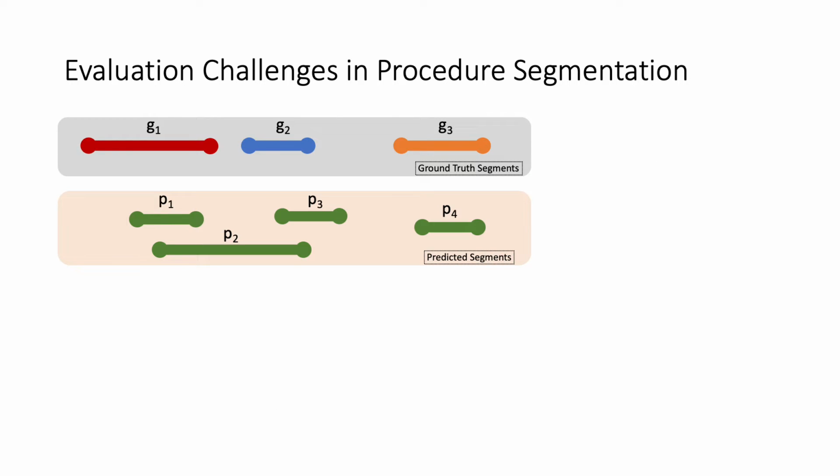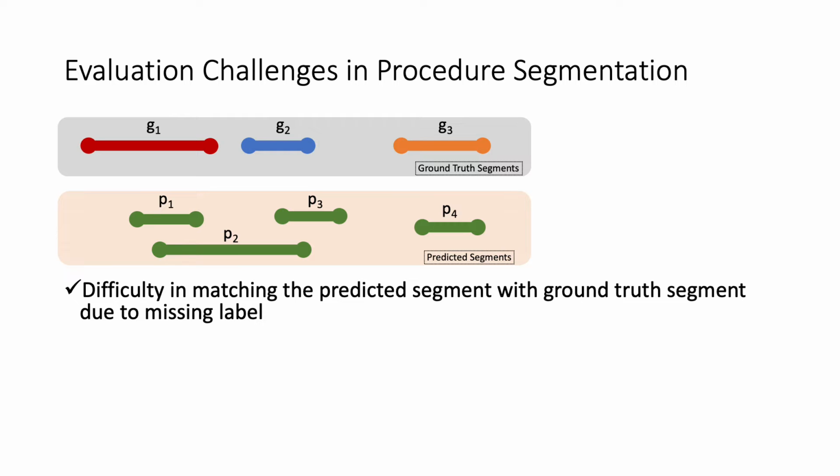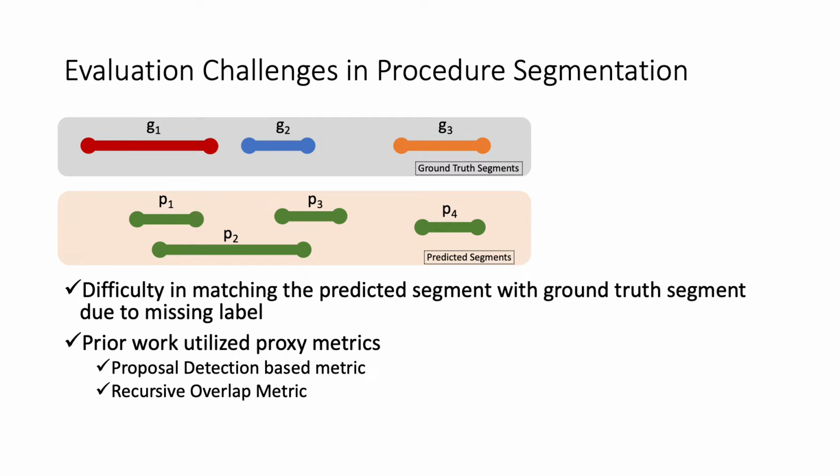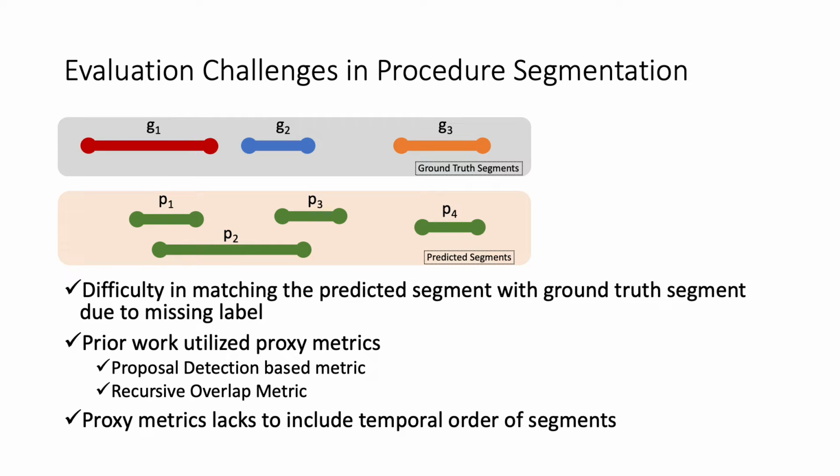Consider a hypothetical example with ground truth segmentation, as shown in gray color box, and estimated predicted segments. We do not have a label for each segment, and it is difficult to find one-to-one correspondence between ground truth and generated segments. To tackle this issue, prior work utilized proxy metrics such as proposal detection and iterative matching. The core issue in such metrics is the lack of temporal order to find the mapping between the ground truth and predicted segments.